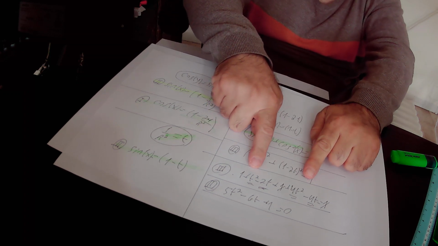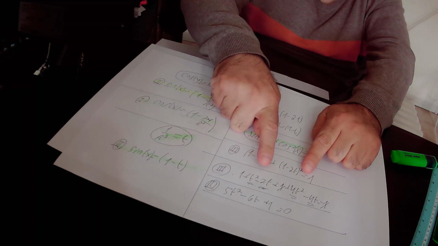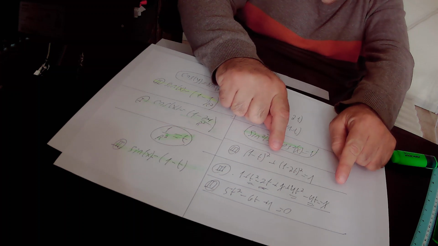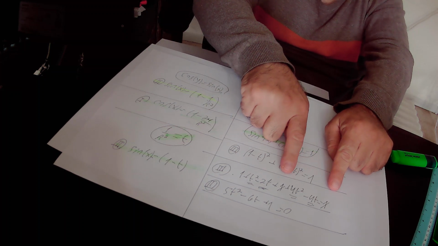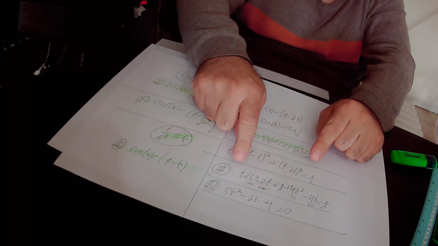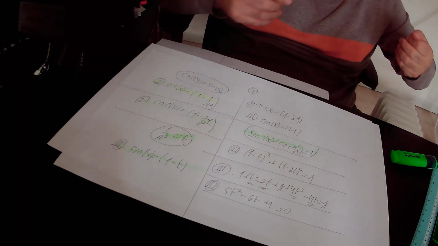Here we have t squared plus 4t squared plus 4t squared is 5t squared, minus 2t minus 4t is minus 6t, and we have here 1 in both sides of the equation, so 1 will get cancelled and we're left only with this one. So here we will have 5t squared minus 6t plus 1 equals to 0.